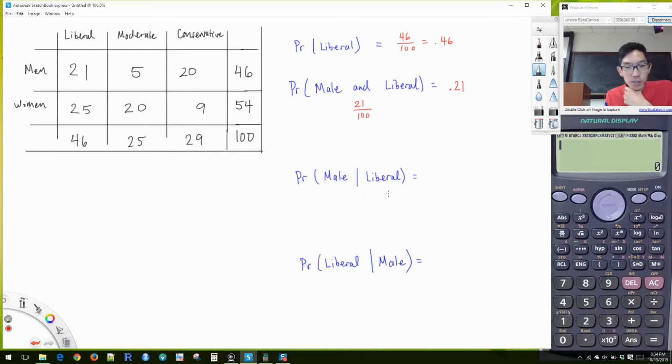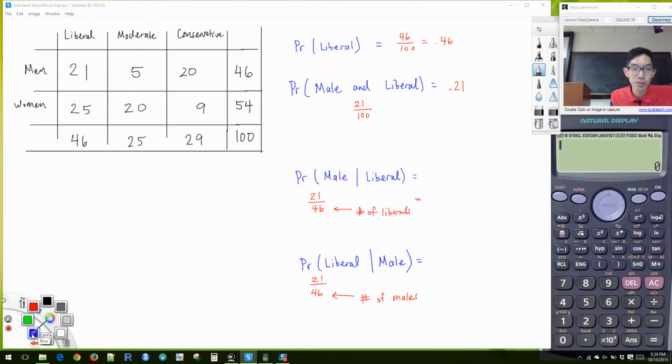Now, coincidentally, this one ends up being the same. This one is going to be 21 divided by 46. The 46 is the number of liberals. Okay, so this would be 21 out of 46, and over here we also have 21 out of 46, but this time the 46 is the number of males. Is the distinction here clear?